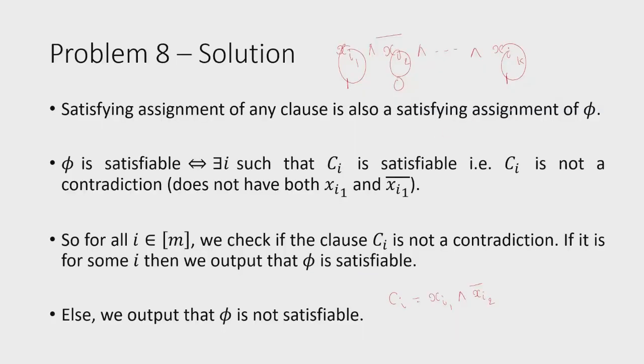Okay, so all we need to do is find if there exists a clause which is not a contradiction, right? That is very simple. Just go over all the clauses, check if it is a contradiction or not using this simple procedure, and if there exists a clause which is not a contradiction, phi is satisfiable, otherwise it is not satisfiable, right?